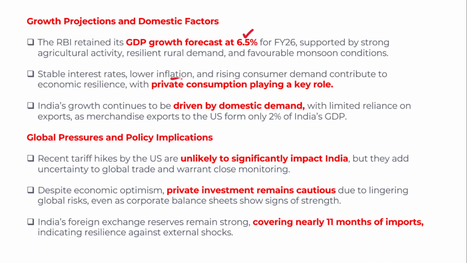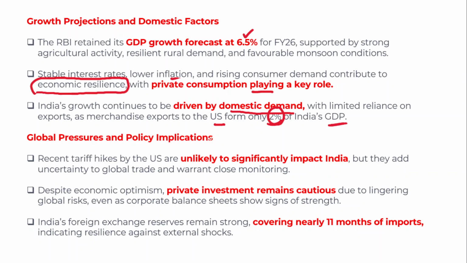Secondly, stable interest rates, which are reflected through the RBI's monetary policy stance, along with lower inflation in the economy and rising consumer demand. These factors would contribute to economic resilience despite the global turbulence. And private consumption would also play a very important role in making the Indian economy more and more resilient. However, India's growth continues to be driven by domestic demand with limited dependence on exports. So we would not depend on exports excessively. That is why US tariffs on Indian exports would not affect the Indian economy badly, right? Because we mostly depend on our domestic demand, as merchandise exports to the US form only 2% of India's GDP.